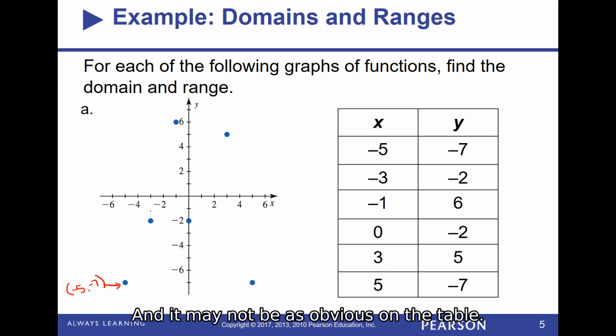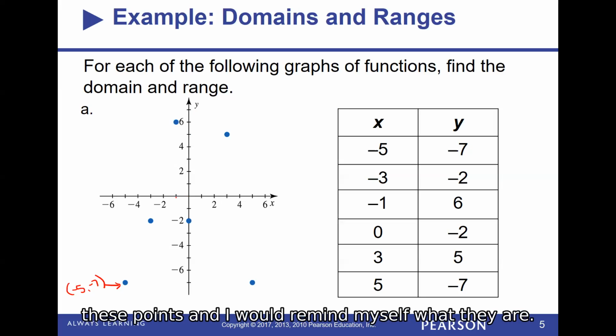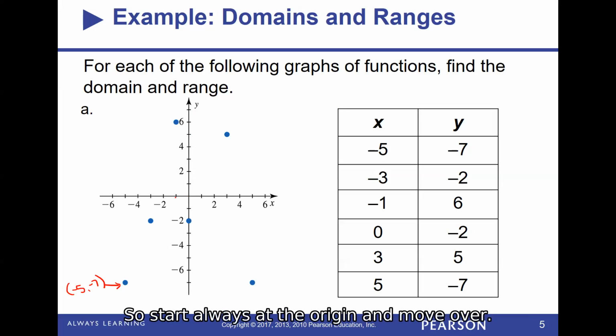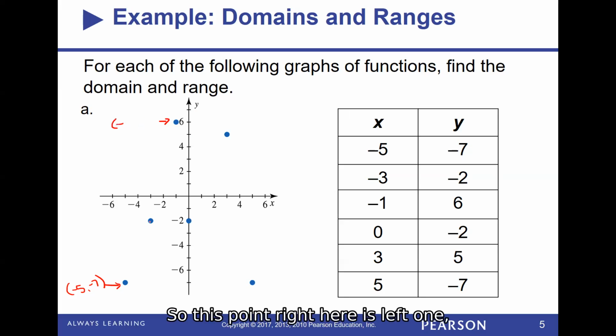And it may not be as obvious on the table, but if we come over here to the graph, we can see that they're all kind of spread out. So if you see it visually up here, what I would do is I'd go through each one of these points and I would remind myself what they are. So start always at the origin and move over. So we have to move left. So we're going negative 1, and then we go up 6. So this point right here is left 1, so -1, comma 6.